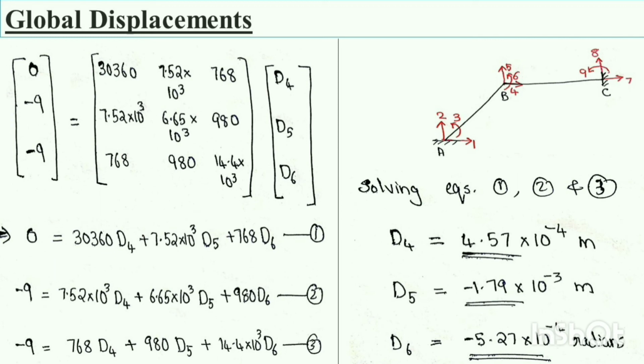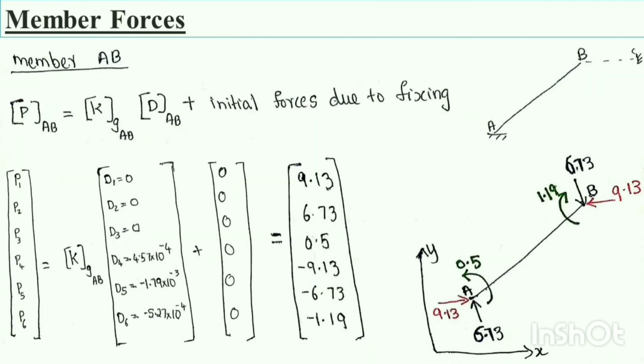Now solving these three equations, you will get D4 equal to 4.57 into 10 raised to minus 4 meter, D5 equal to minus 1.79 into 10 raised to minus 3 meter, and D6, which is the rotation, equal to minus 5.27 into 10 raised to minus 4 radians. Okay, next we can find the member forces in local and global direction.